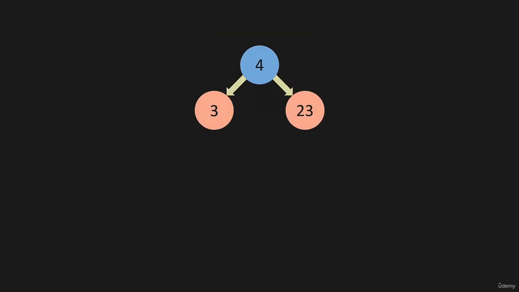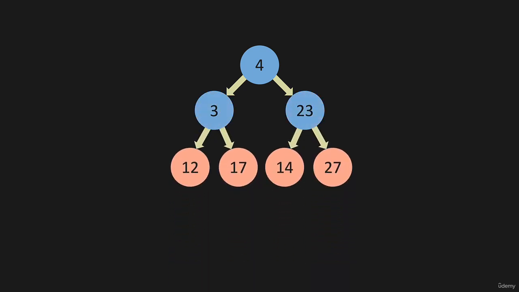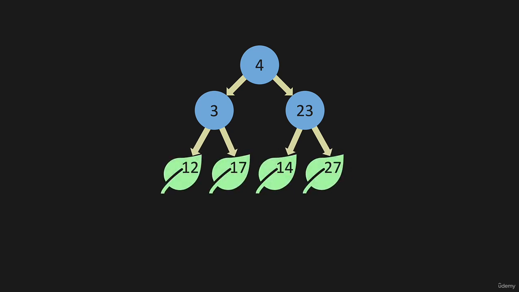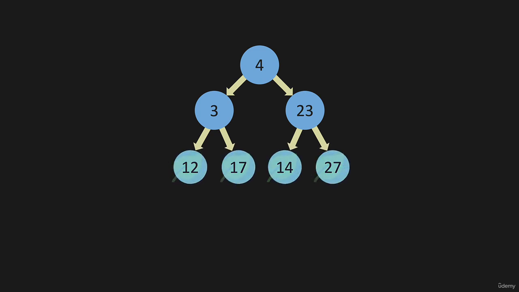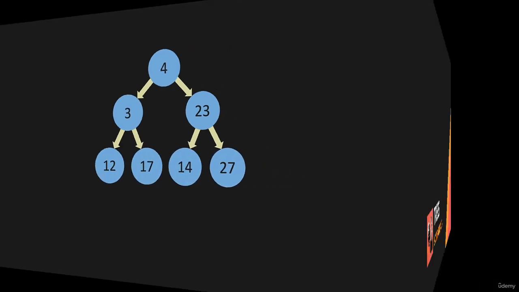And child nodes, of course, can also be parent nodes. Now these nodes at the bottom, they don't have any children, and a node that doesn't have children is called a leaf. All right, that is our intro for trees.